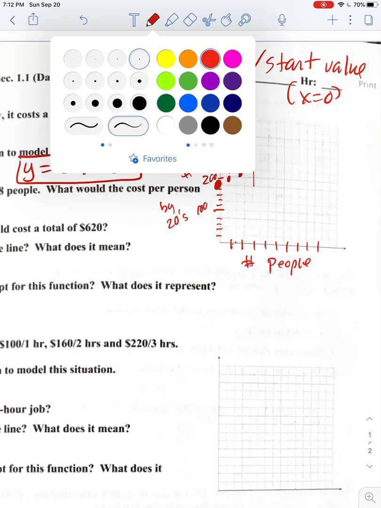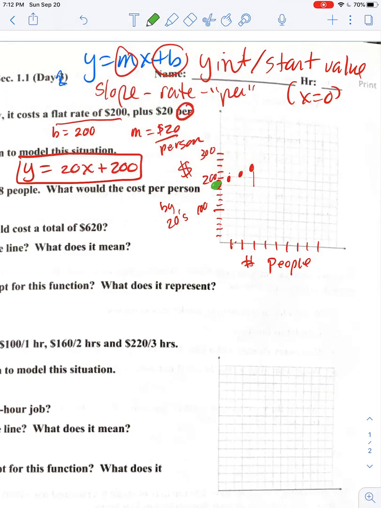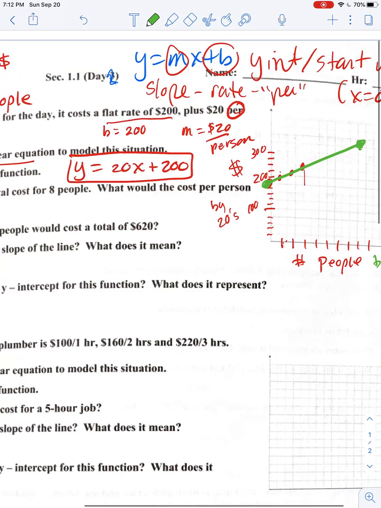And so ultimately, my graph is going to be starting at 200 and increasing at a rate of up 20 over 1. And this one, the scale is different. So on this side, I'm counting by 20s. On the bottom, I'm counting by 1s. And so it looks a lot less slanted than you would think up 20 over 1 would look.